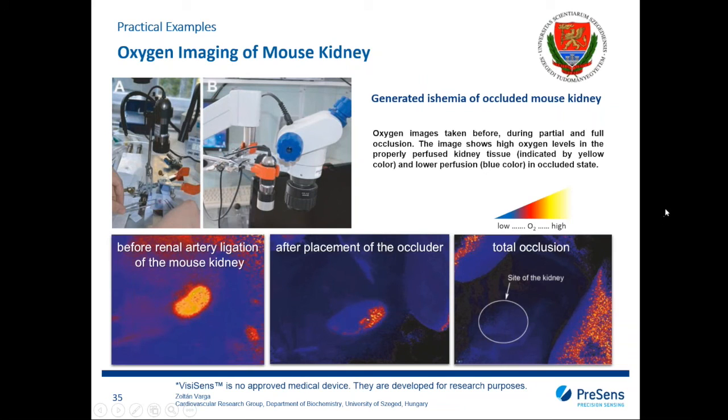Let's go more deeply into organ imaging with the oxygen imaging setup. In this experiment, the perfusion of a mouse kidney was investigated, before occlusion of the artery, during partial occlusion, and after total occlusion. What you can see before the occlusion in the healthy system is a well-perfused kidney with a high oxygenation status. After placement of a small occluder, you see that the perfusion drops down, but it's still slightly oxygenated. And after total occlusion, the oxygen levels get down to 0.